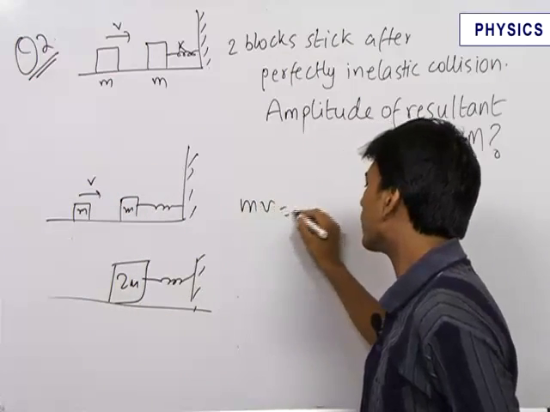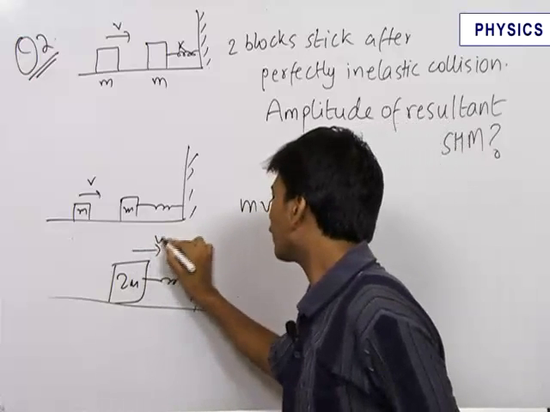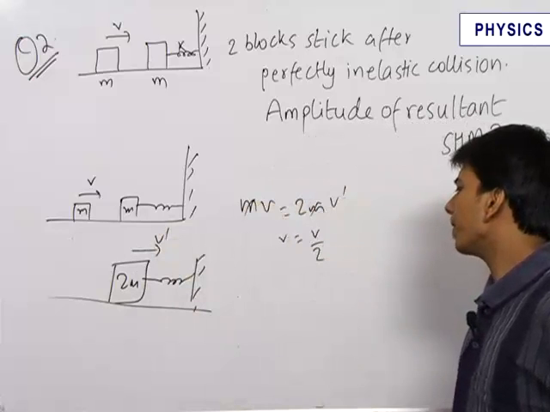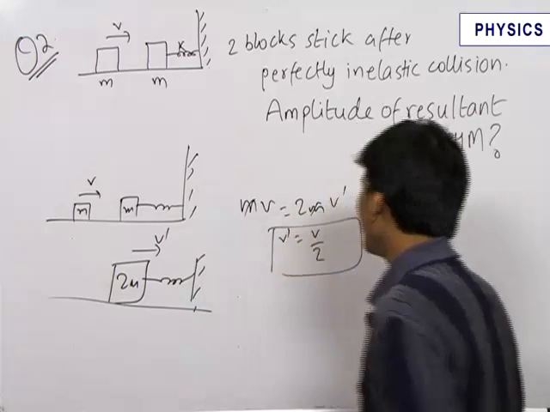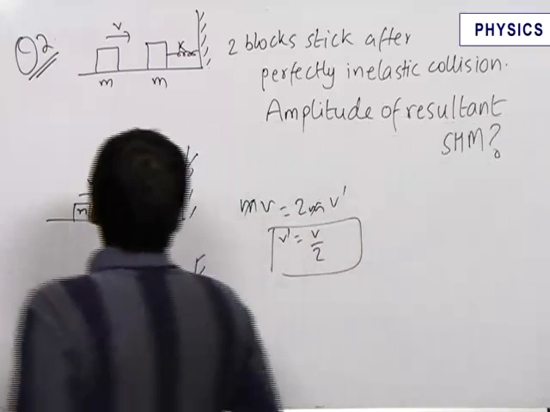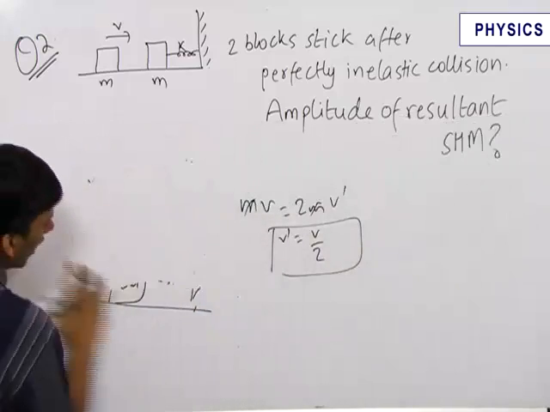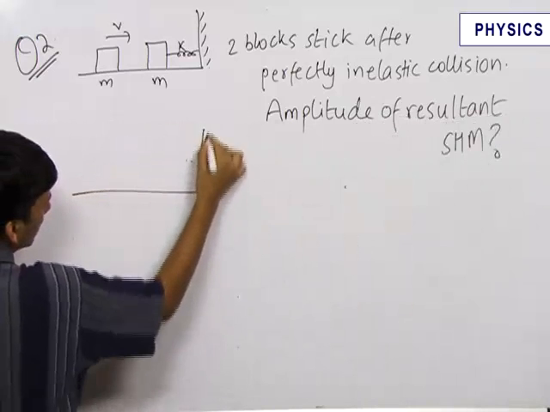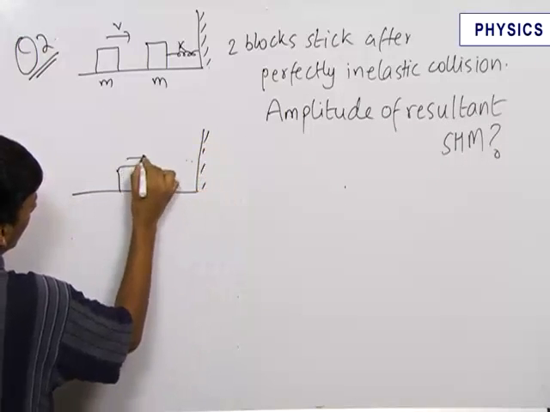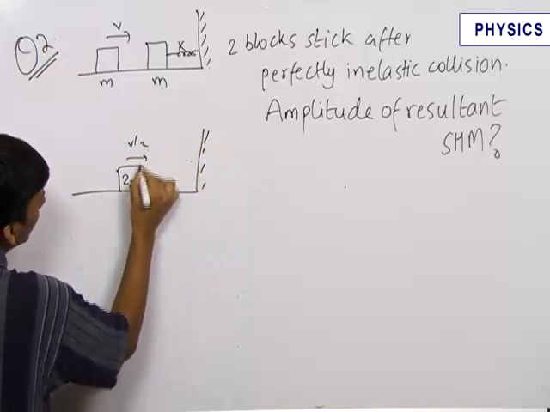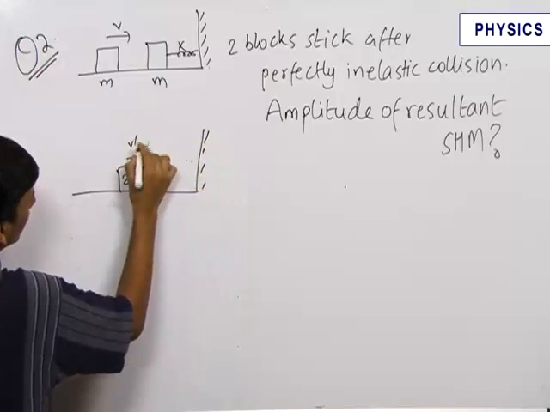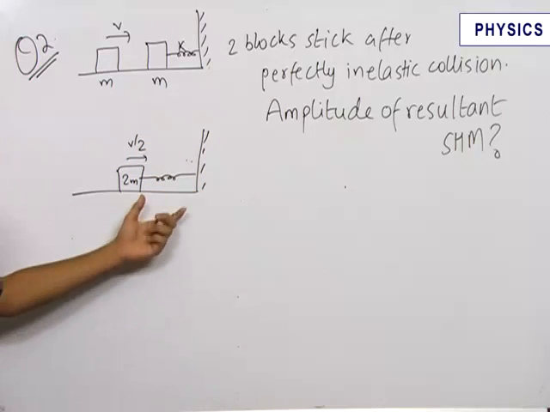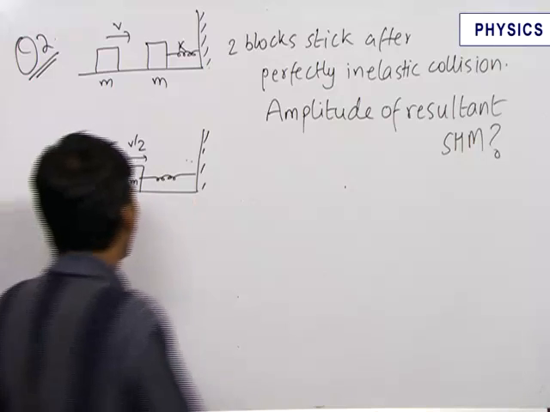So we get mv is equal to 2m v dash. Therefore, v dash is equal to v by 2. So we know the velocity of the combined block system after collision. This is mass 2m going with velocity v by 2 towards right.